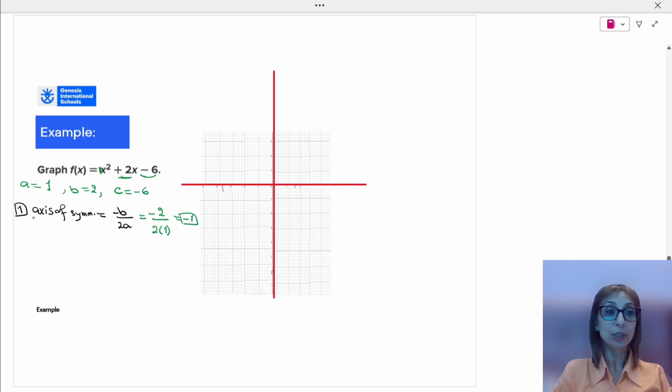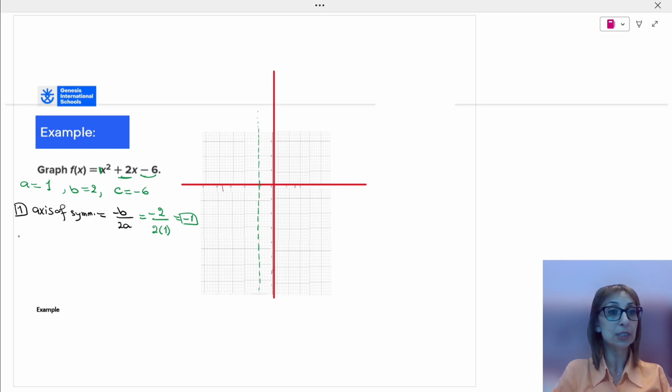Okay, when I do the axis of symmetry, I go to the graph, and at the point negative 1, I will draw the dashed line, which is the axis of symmetry. This is at negative 1. So can you see what I'm doing here? This is how I start the graph.